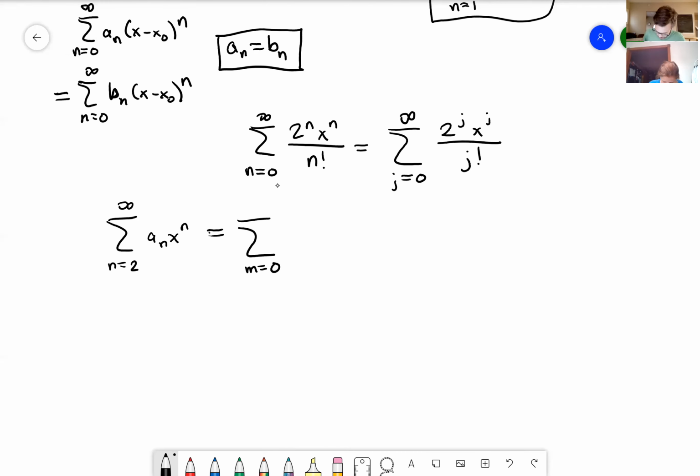Now, what kind of change are we making here? When m is equal to 0, n will be equal to 2. So what we get is that n is equal to m plus 2. This is the same kind of change of variables that we would do for an integral.